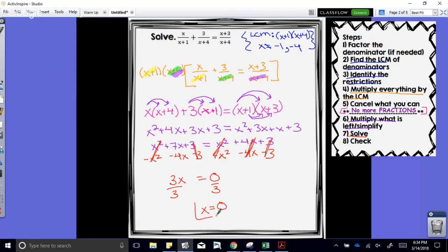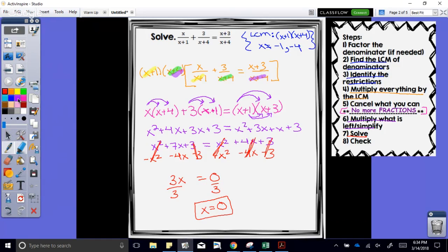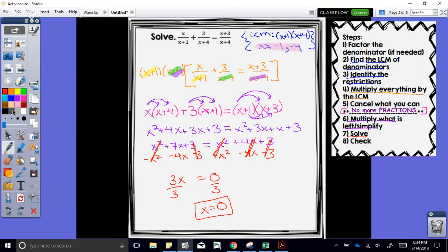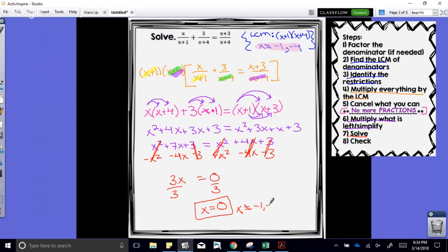Now before we move on, I want to remind you we had some restrictions. So one of the first things we said up here was that x could not equal -1 and x could not equal -4. So as long as my answer isn't part of my restrictions, I am done. But if I want to go ahead and add, okay, where x cannot equal -1, x cannot equal -4, a lot of times that will be included in our answer.